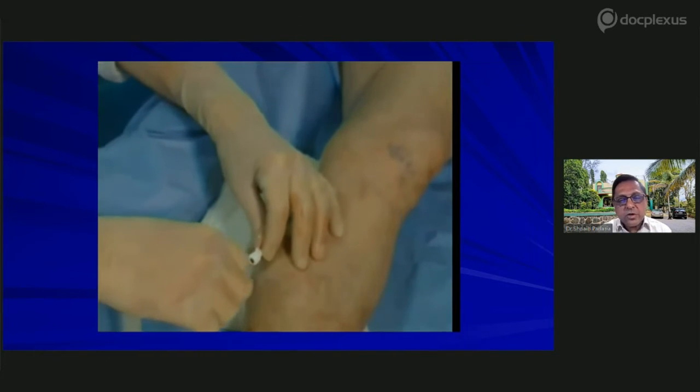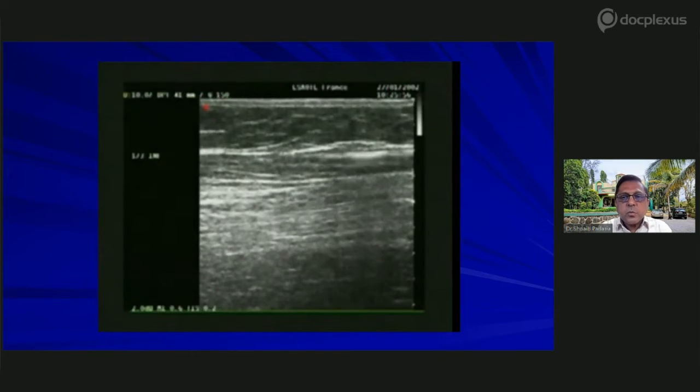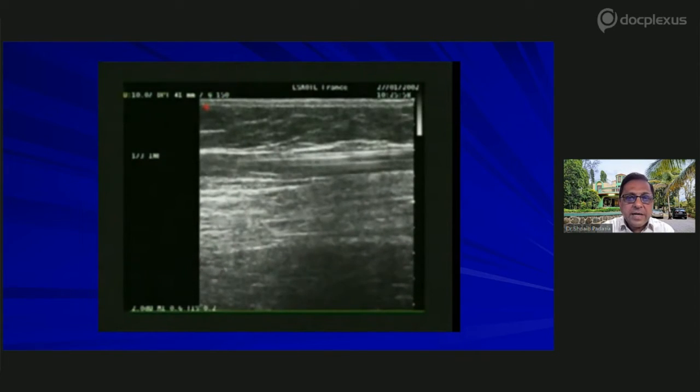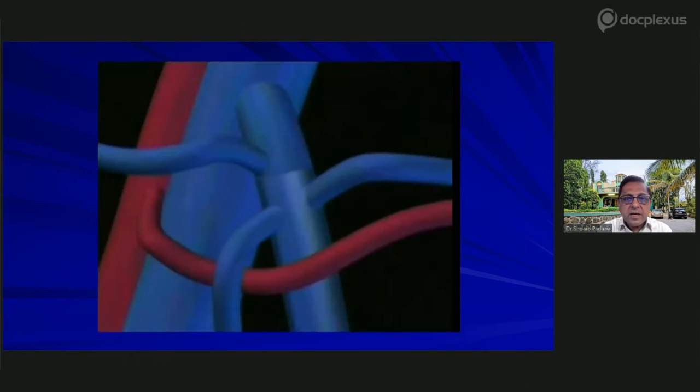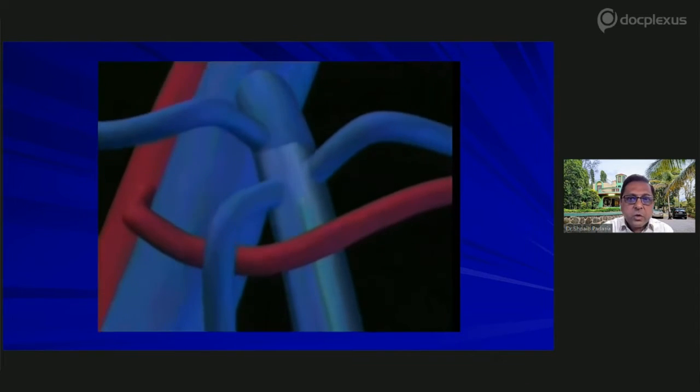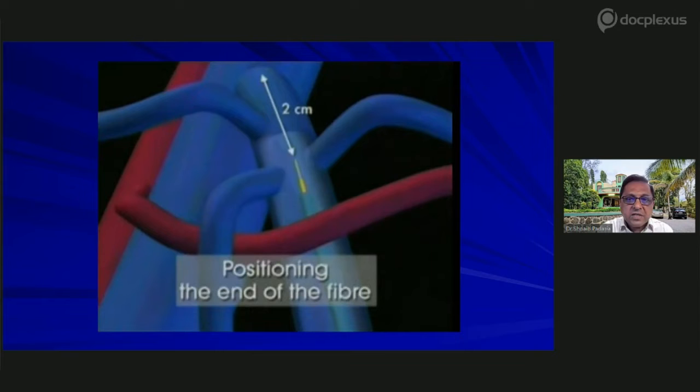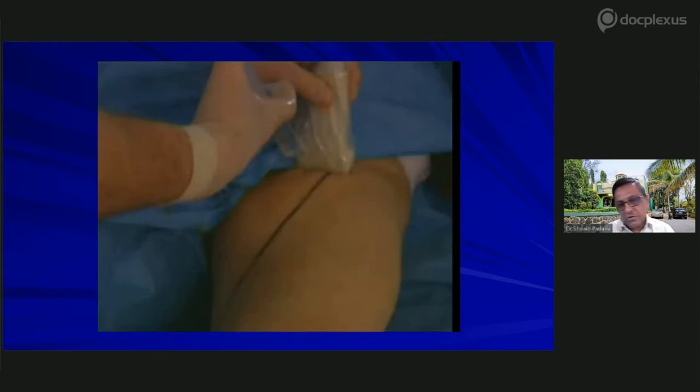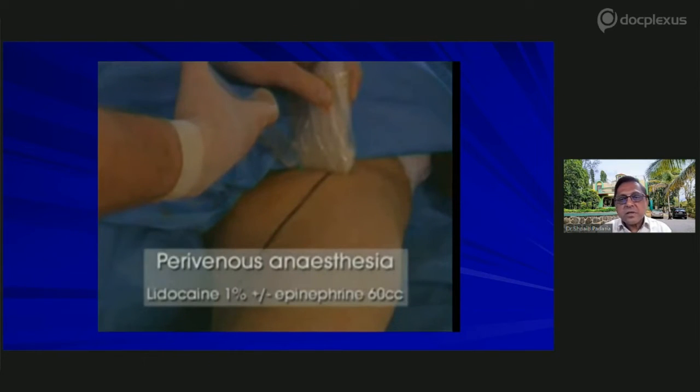Now over that, you put in a sheath, and through the sheath, you put in a laser fiber. You can see the laser fiber gradually advancing upwards. And here, as you can see, saphenofemoral junction on top, the laser fiber coming out of the sheath, it should be 2 centimeters away from the junction. Once that is positioned, then around the vein, you give a little bit of local anesthetic.